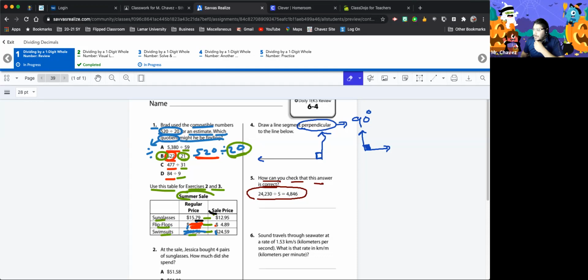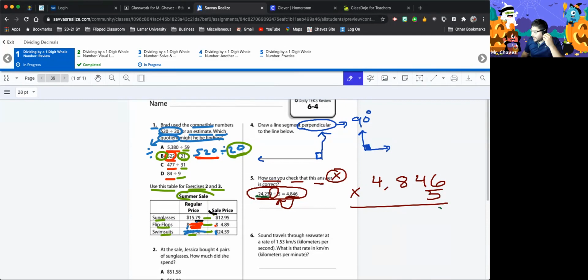4,005. Yes, we're going to do the opposite, which is multiplication. If this is division, you do the opposite. So we're going to get our quotient, 4,846 times 5. And if we get this answer, 24,230, then we did it right. So let's go ahead and multiply it, 4,846 times 5. So let's check to see if it's right. If we get this answer in green, then we did it correct.